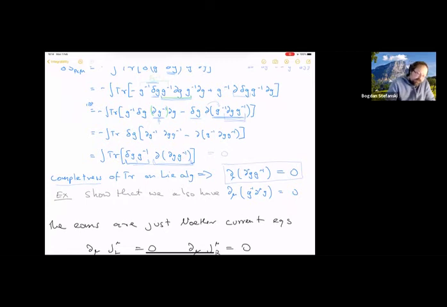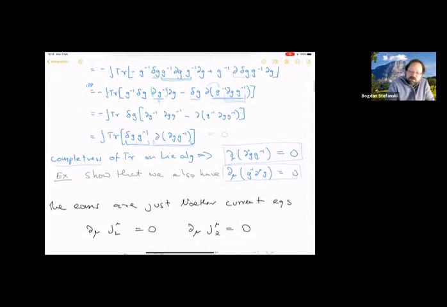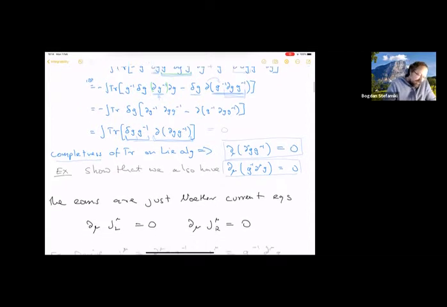As an exercise, you can also show that there is a second version of this equation of motion where you have G minus 1 dG instead of dG G inverse. So you can ask me about that on Slack, how to get that.